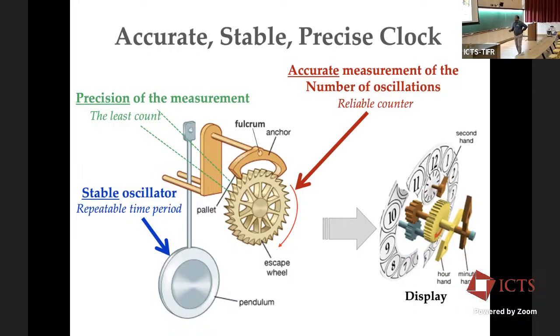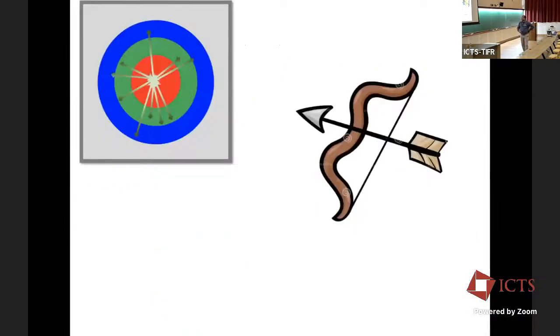Finally, once you have all these things, the last part is really just the display, and you can have a very fancy display to show the time you read. For example, there is a clock that has a display, but the inside of the clock is something like that. It has some oscillators.